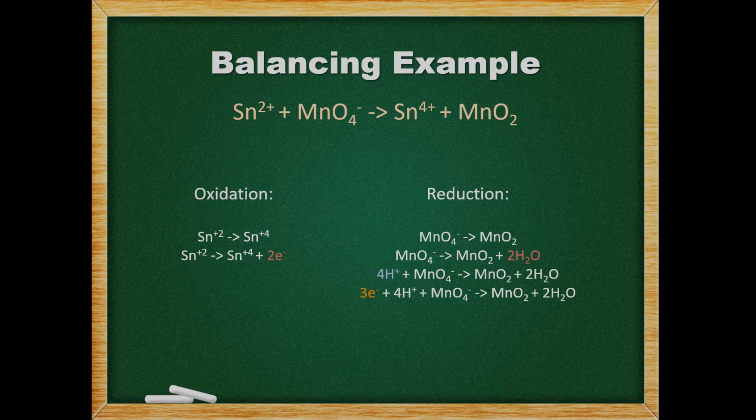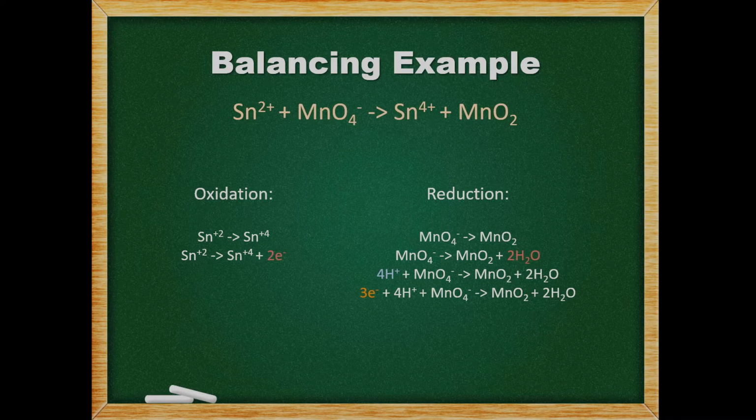Now let's take a look at the reduction reaction. Other atoms in this reaction are also balanced, so we move down to oxygen. Here the reactants have 4 oxygen while the products only have 2. Therefore we must add 2 molecules of water to balance the oxygen.